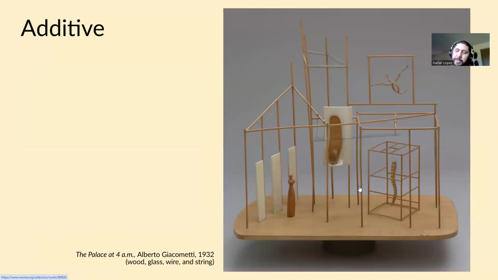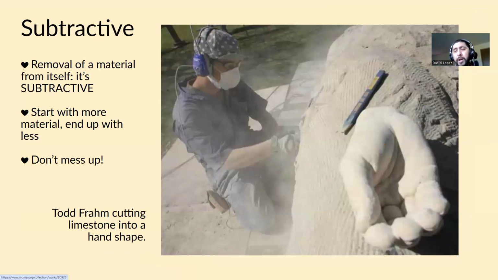Here's another just beautiful, elegant piece that I really like, so I wanted to share it. But it's also a good example of additive, because this artist didn't carve out the negative space. It would make more sense to make this by putting the sticks and the other things together as opposed to carving out from a block. And speaking of carving out from a block, that's called subtractive. Okay. And that's removing a material from itself.